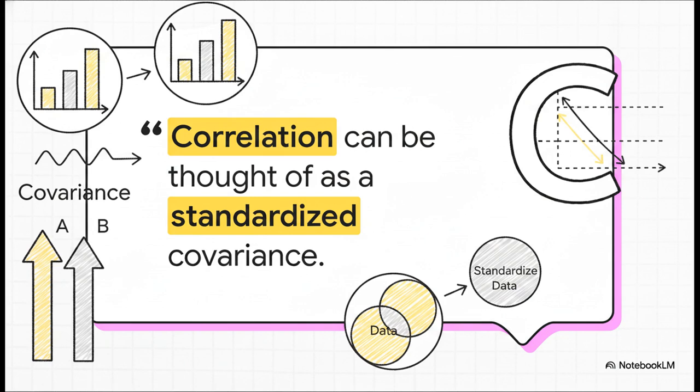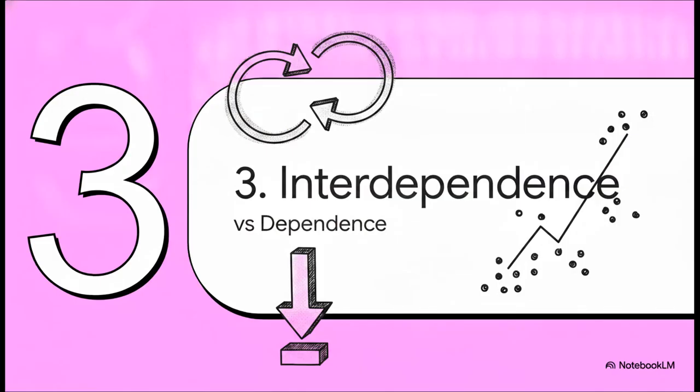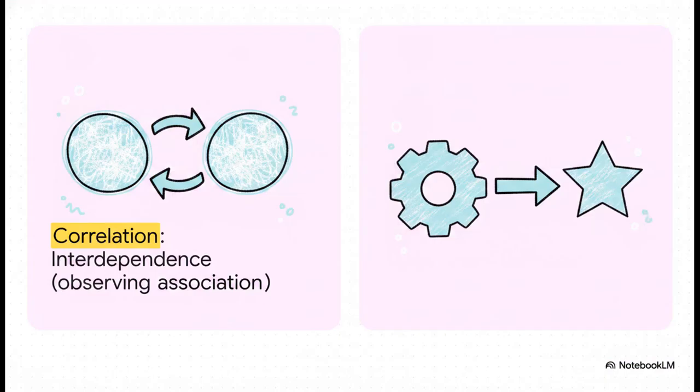It literally just tells us if our two variables are systematically moving together. Section 3. Interdependence versus dependence. Okay, this brings us to the real thematic crux of this whole explainer. While correlation and regression are mathematically like cousins, they serve fundamentally different purposes.